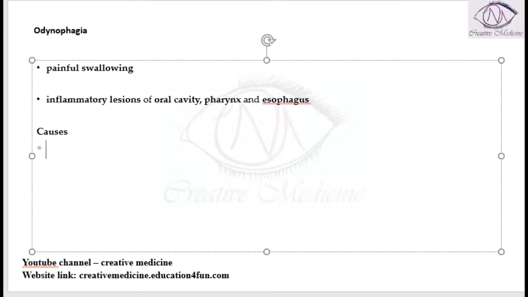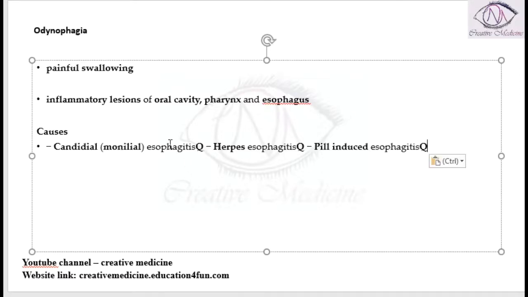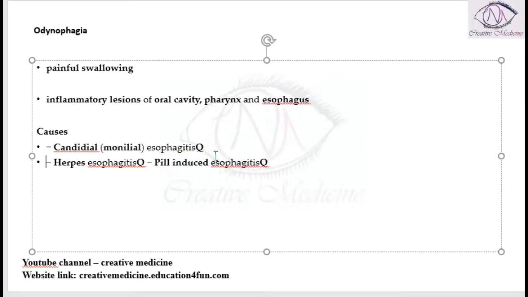So the main causes of odynophagia are: candidal esophagitis or candida esophagitis, herpes esophagitis and pill-induced esophagitis. So candidal or monilial esophagitis, herpes esophagitis and pill-induced esophagitis are the causes of odynophagia.